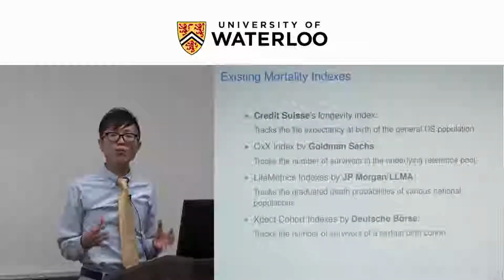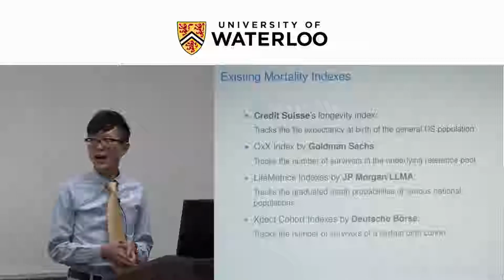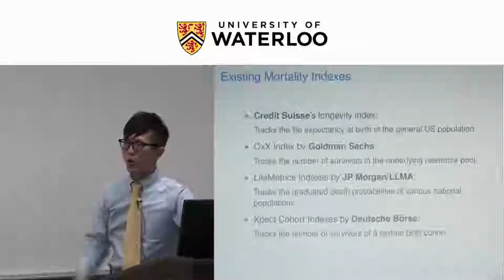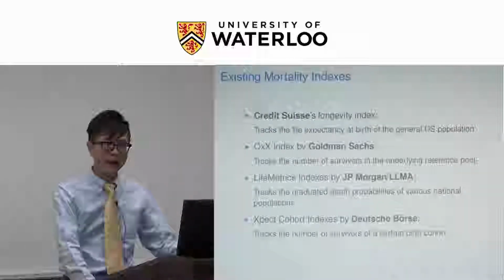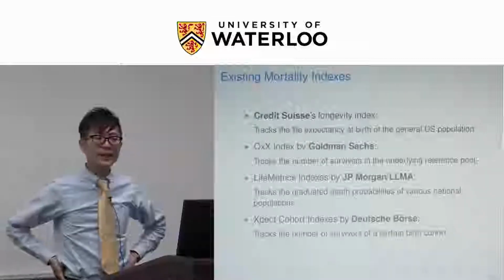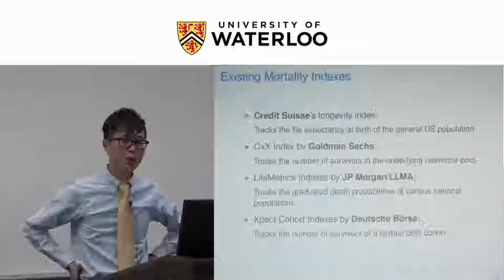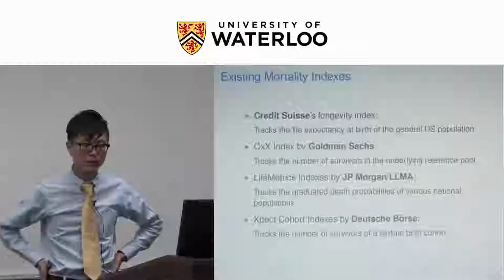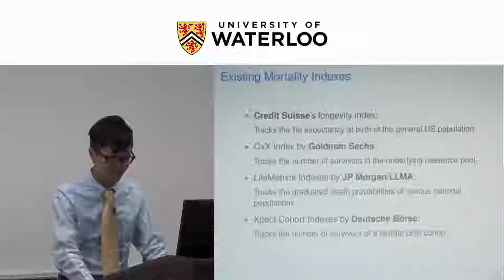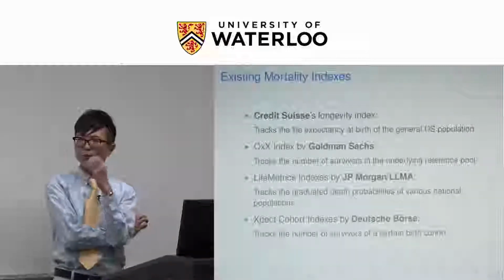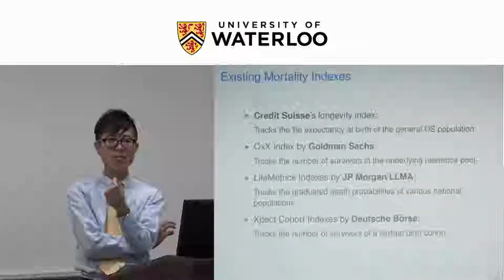Well, the concept of mortality indices is not new. There are existing mortality indices, and here are a few examples. So we have previously Credit Suisse Longevity Index, the QXX index produced by Goldman Sachs, the Life Metrics Index that was introduced by JP Morgan and Life and Longevity Markets Association, and the xpat cohort indices introduced by Deutsche Börse.